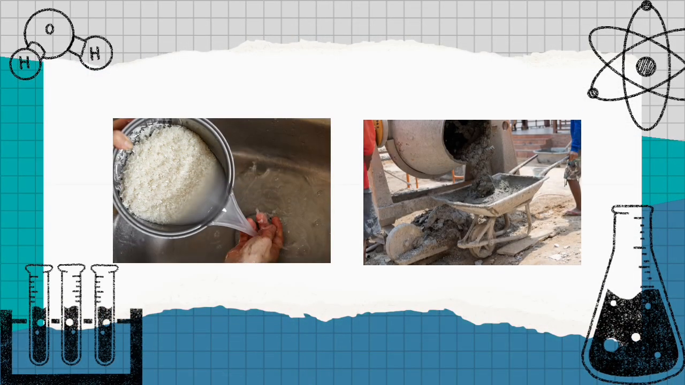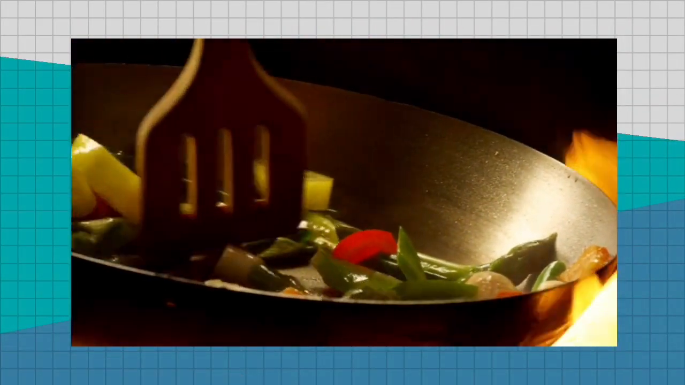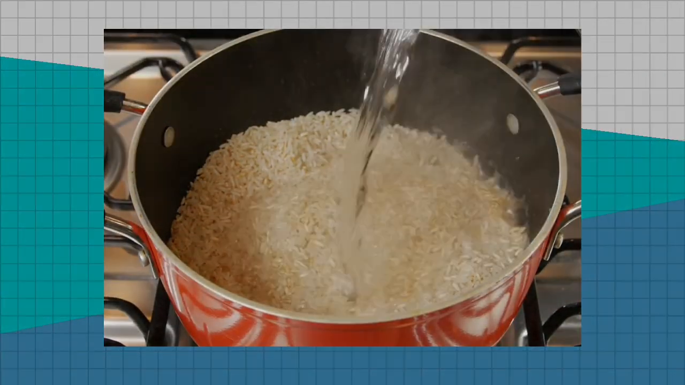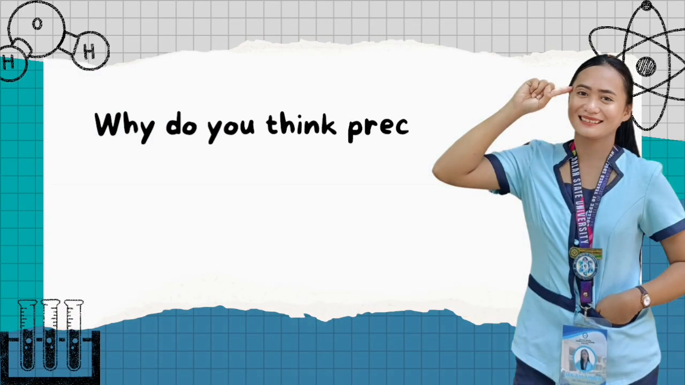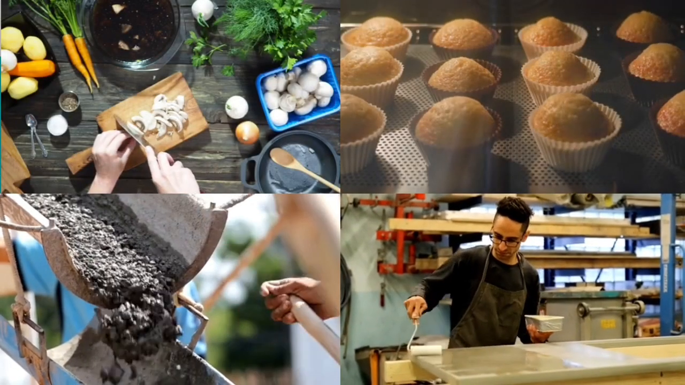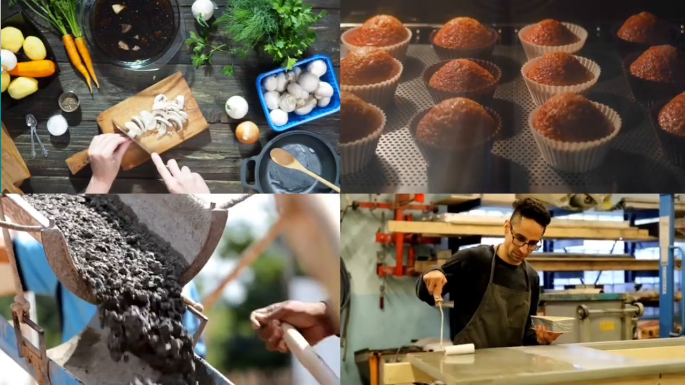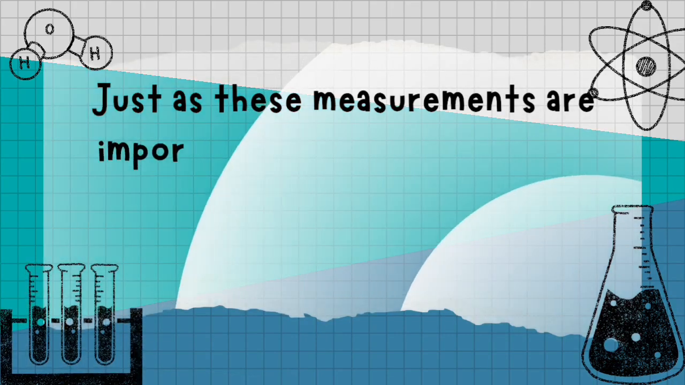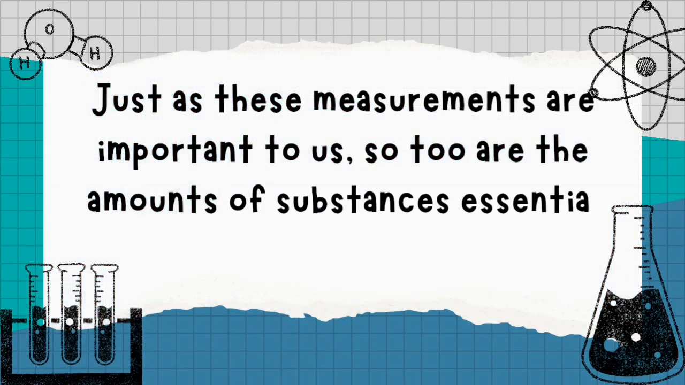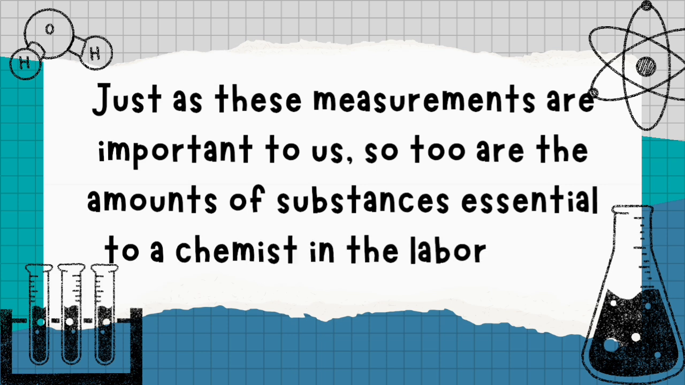So from the pictures and examples that I presented, what do these examples have in common? When doing a task, we need the right number of materials or ingredients. Then why do you think precise measurements are important in these scenarios? It is important to measure the ingredients properly so that we don't make mistakes. So just as these measurements are important to us, so too are the amounts of substances essential to a chemist in the laboratory.